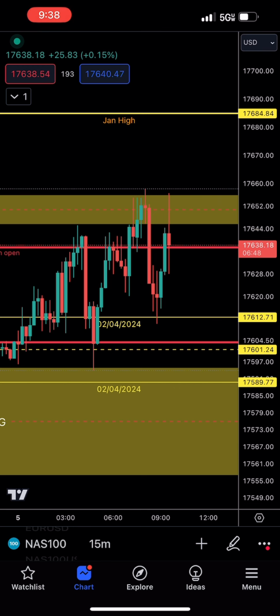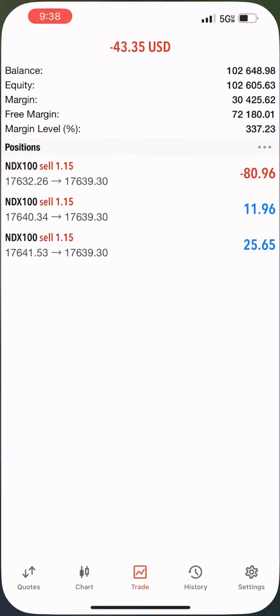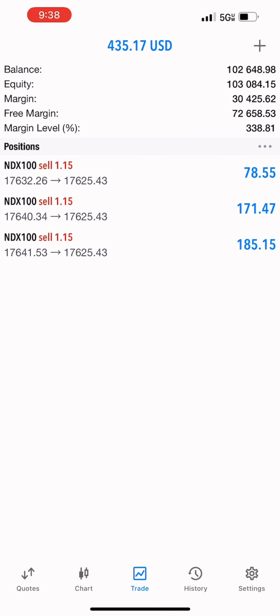I know everybody wants to buy the prop firm and complete it with one trade. They want to buy the prop firm account and complete it in 1 week or 2 weeks. My advice to you guys is to take your time with your prop firm challenges, right?